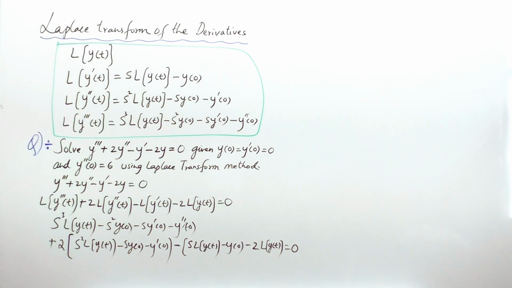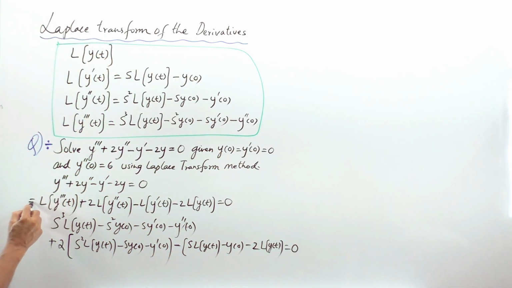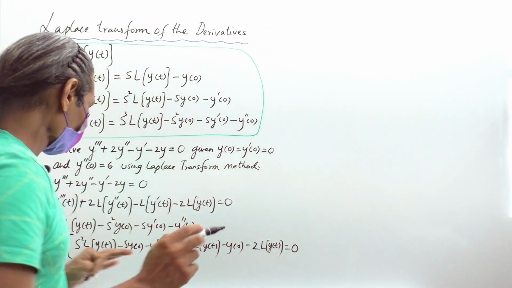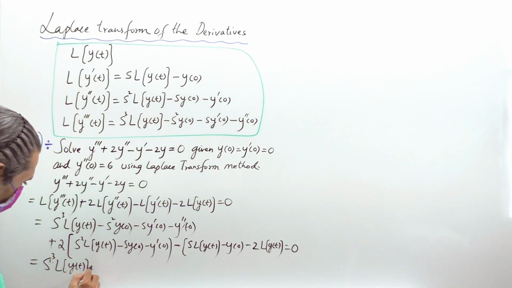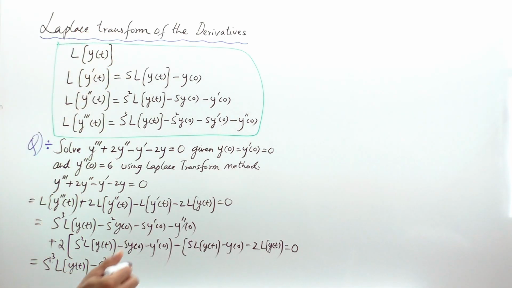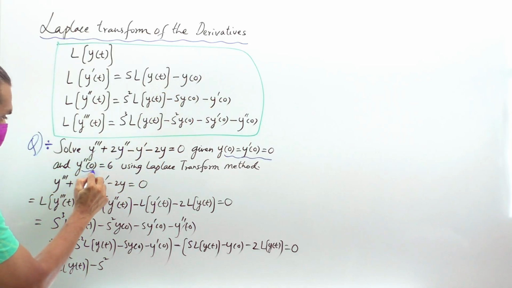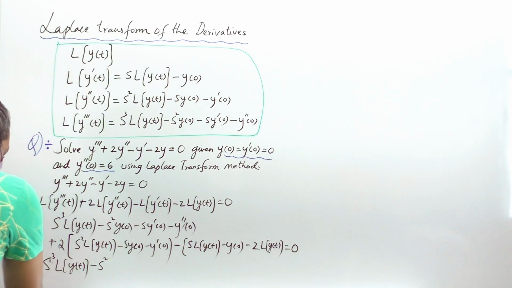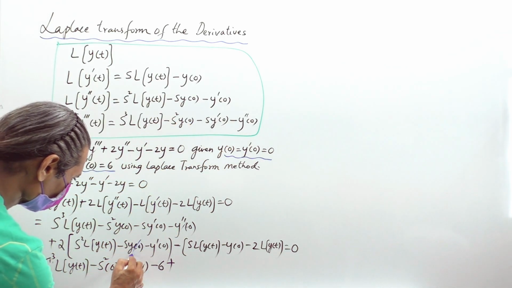Done. Now watch carefully. The next step is, I am going slowly here. Now the next step is again what? Put all the values. See, s³ into L{y(t)} as it is, minus s² into, what is y(0)? In the question they already mentioned that y(0) is equal to 0, y'(0) is 0, and y''(0) is equal to 6. For that reason, I will put all the values. So as you know, y(0) and y'(0) are both 0.